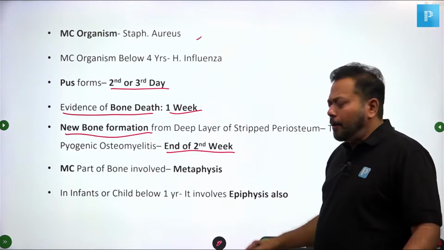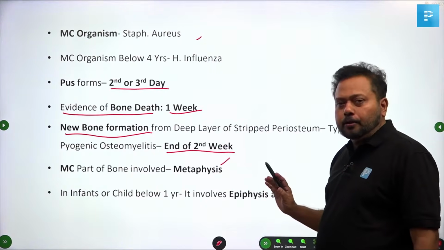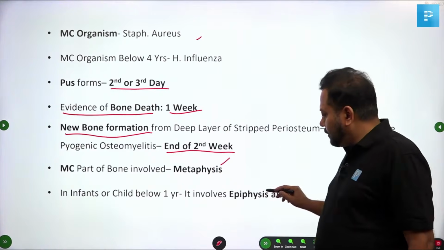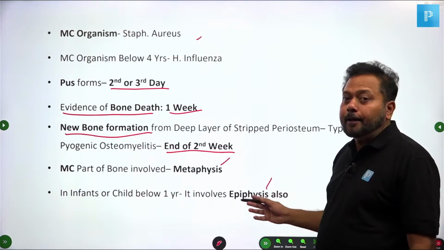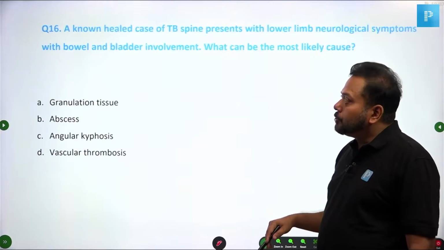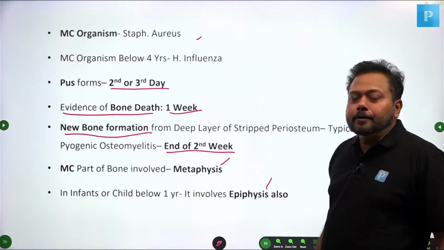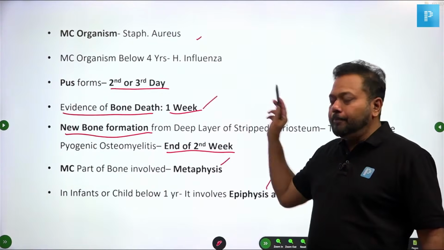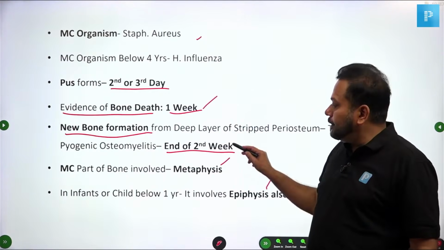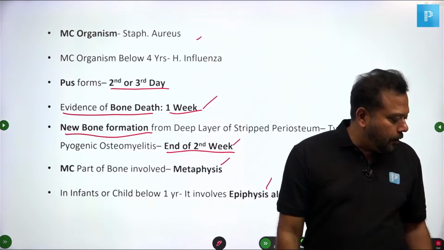Okay, and the most common site involves the metaphysis, that you know, and in an infant or child this is called Tom Smith. It can involve the epiphysis also. So these are the salient points. By the end of the first week you can see the sequestrum. By the end of the second week you can see the involucrum. That's all I want to insist.